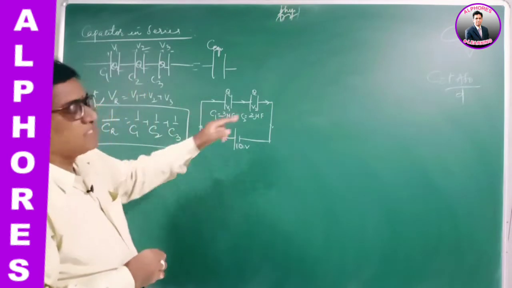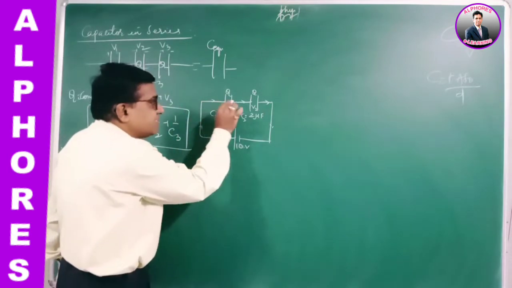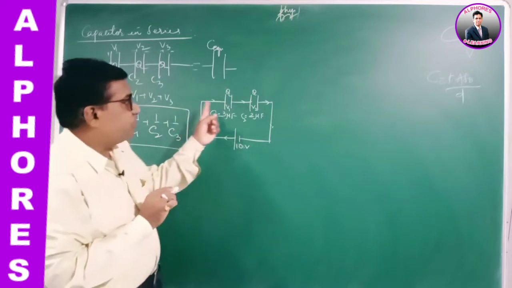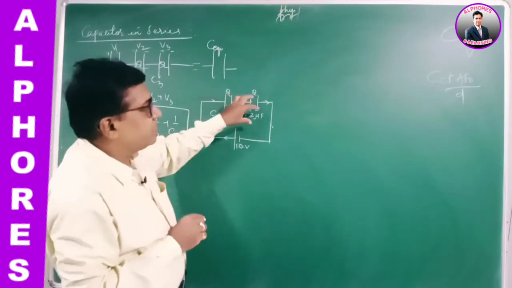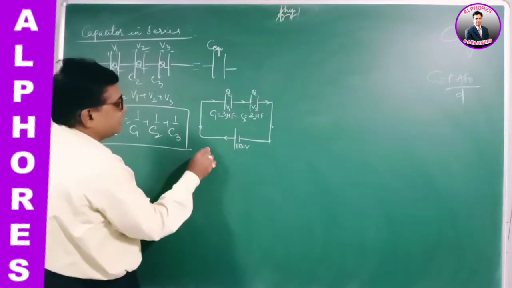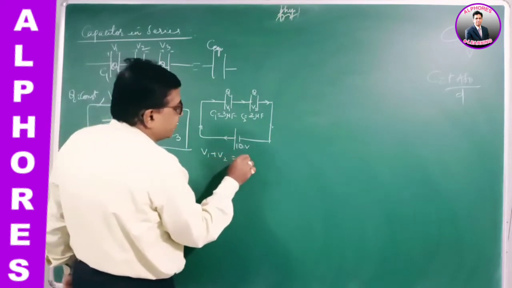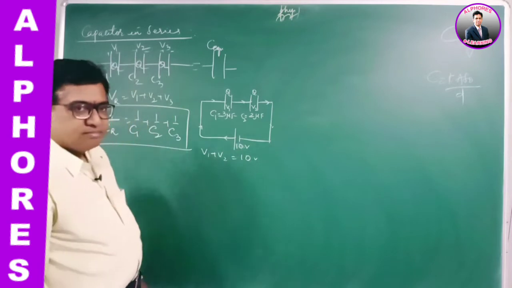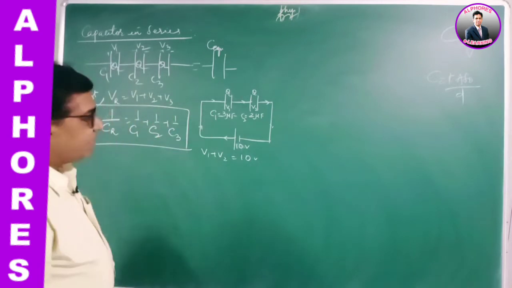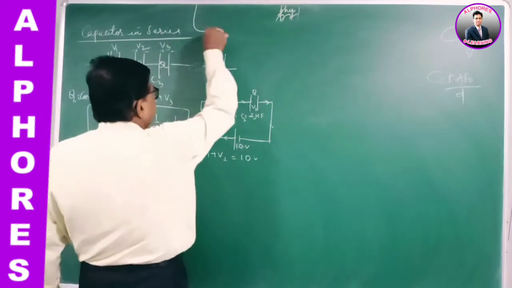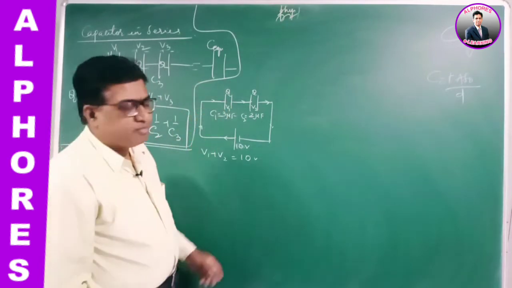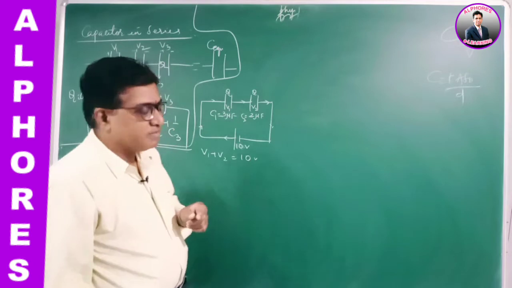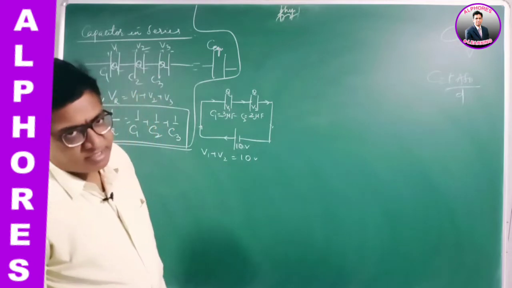Right? So, two capacitors in series. In series, charge is constant. The total potential will be distributed. Potential is distributed among them. This is V1 and this is V2. Well, total potential V1 plus V2 is equal to 10 volt. Total potential will be equal to 10. The total potential is distributed among them. So the resultant is V1 plus V2. 10 is V1 plus V2 like this.